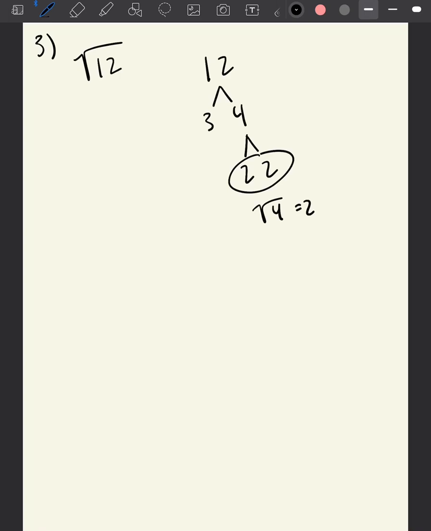So we're going to take that pair of 2's, and we'll put 2 outside the radical. And this number right here, 3, since we can't break it down any further and it's not a pair, the 3 goes inside because we haven't taken the square root of 3, but we can take the square root of 4, which is what we did here. So the simplified form of square root of 12 is 2 square roots of 3.